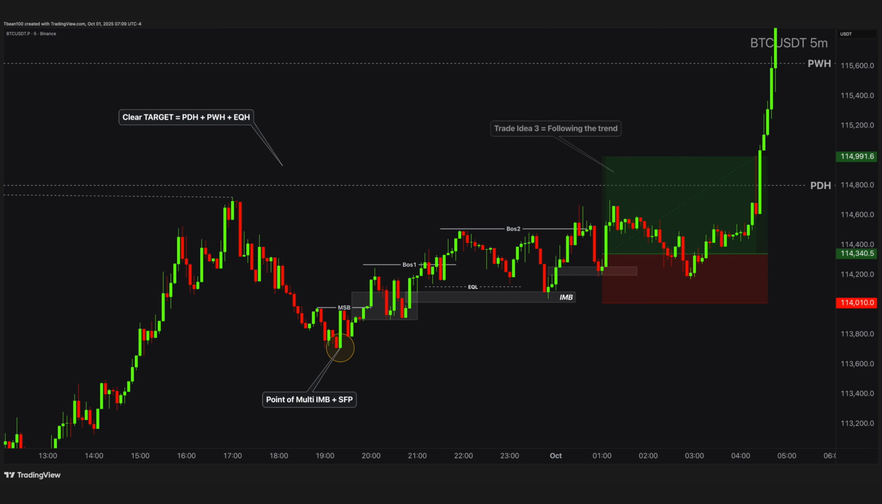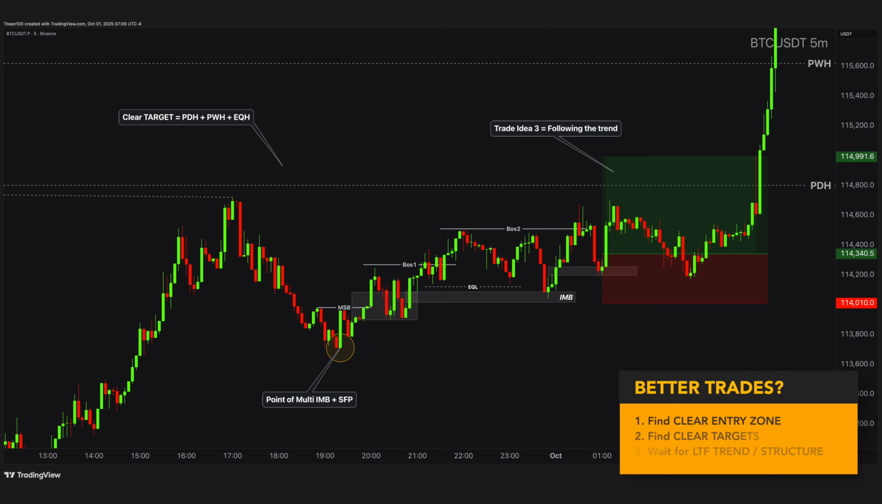Because at this point, we already have a clear target. We have a clear entry zone. And all we need to do is wait for an internal lower time frame structure shift that points us toward our targets. Like I've said before, trades work so much better when you got clear targets, a clear entry zone, and when you combine all of that with an inner structure trend that lines up with your direction and your bias.